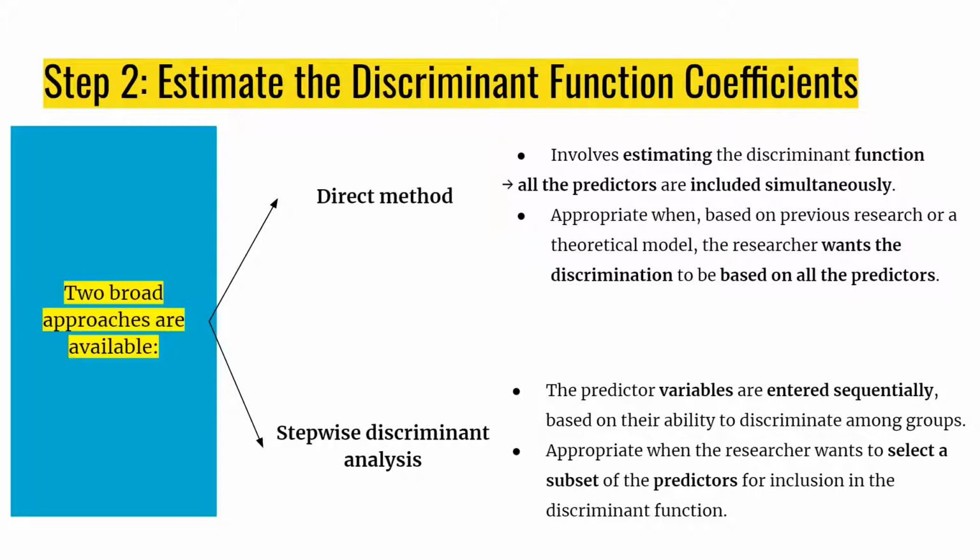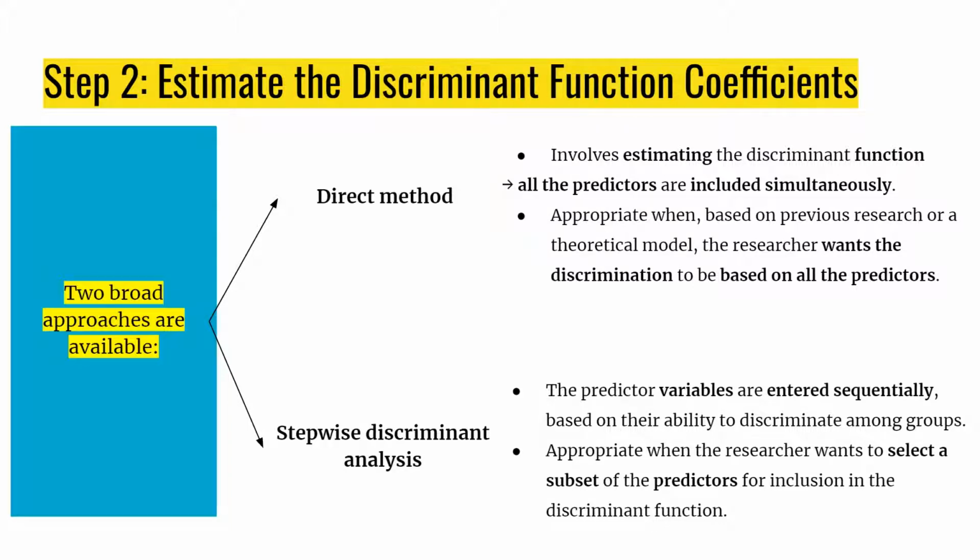In step 2, we estimate the discriminant function coefficient. There are two main approaches available to us. The first approach is the direct method. The direct method involves estimating the discriminant function so that all the predictors are included simultaneously in the model. At the beginning, all the predictor variables are in the model equation. We use the direct method when it is based on previous research or a theoretical model, and the researcher wants the discrimination to be based on the predictors.